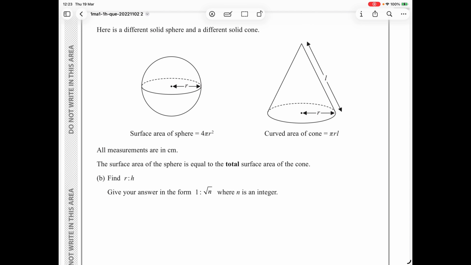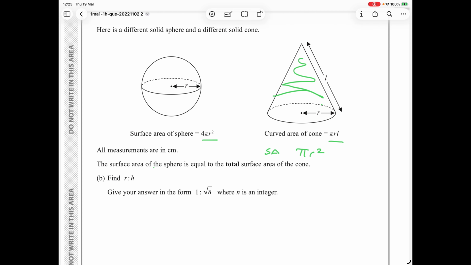Right, here is a different solid sphere and a different solid cone. So now we're looking at the surface area of the sphere, which, if you notice, is the differentiated version of what we had above. And then we've got the curved area of the cone, this bit, the round bit, equals this. But if we want the entire surface area, we are also going to have to put in the bottom bit, which is pi r squared.